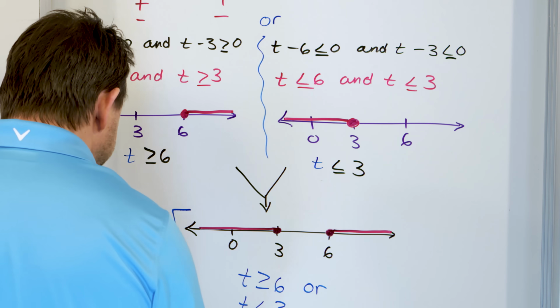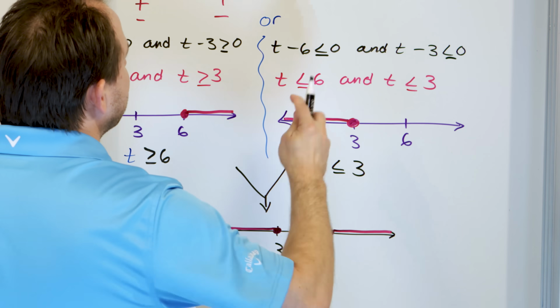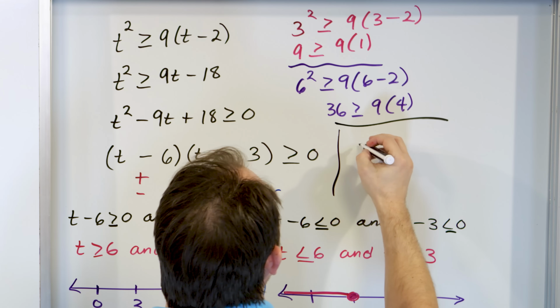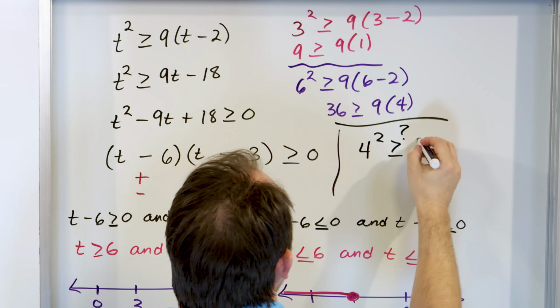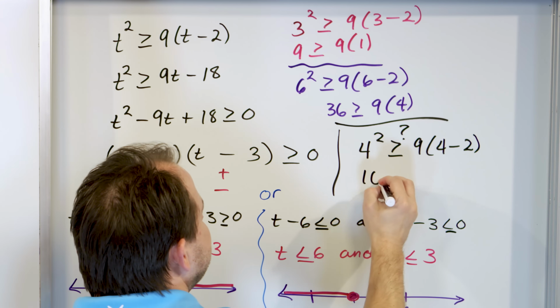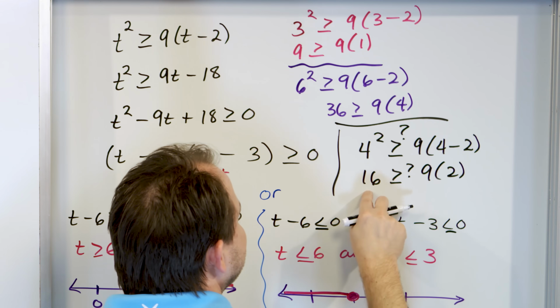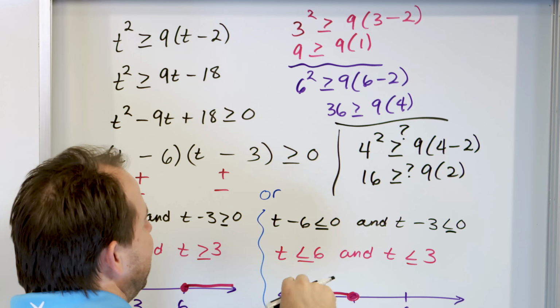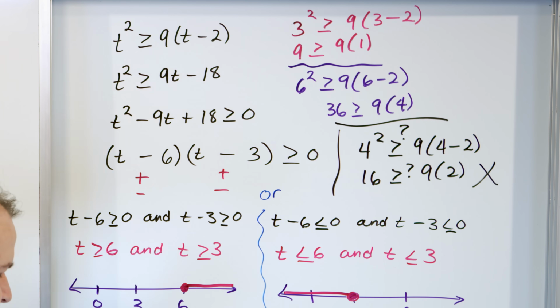What about some number in the middle? Like, let's pick 4, which is obviously somewhere over here. If we pick the number 4, then what we're saying is 4 squared greater than or equal to question mark 9 times 4 minus 2. This will be 16 greater than or equal to question mark 9 times 2. 16 is not greater than 18, so it's false. And that makes sense because it's not in our solution set.